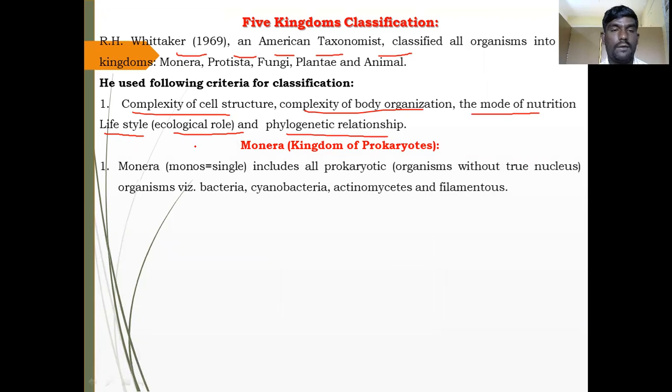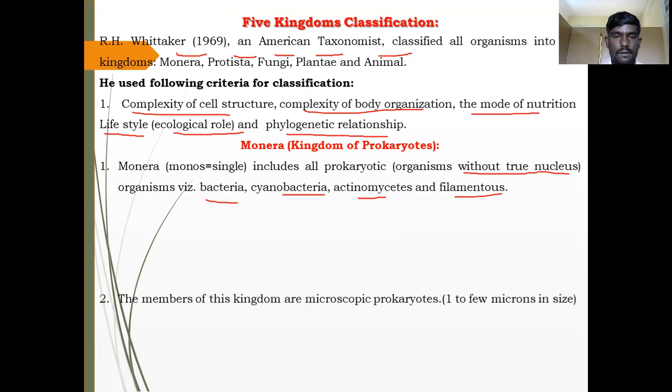In that we study the first kingdom, that is kingdom Monera. It is also called kingdom prokaryotes. Monera means mono, a single cell, and includes all prokaryotes, the organisms without a true nucleus. This is a very important sentence: the organism's cell is without a true nucleus. Examples are bacteria, cyanobacteria, actinomycetes, and filamentous forms. These are examples of kingdom Monera or prokaryotes.